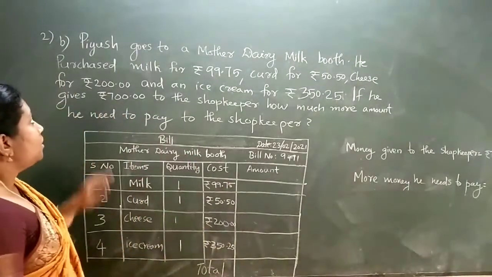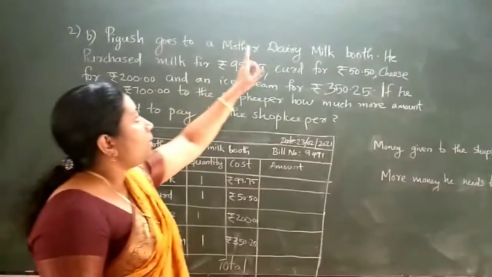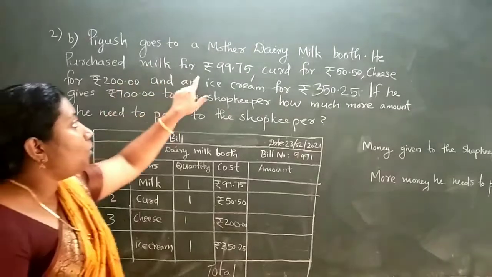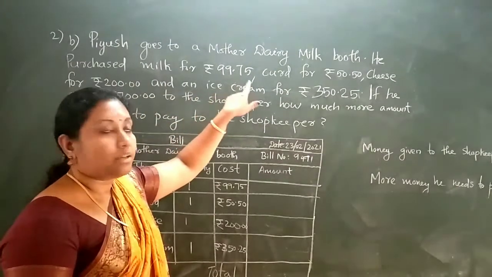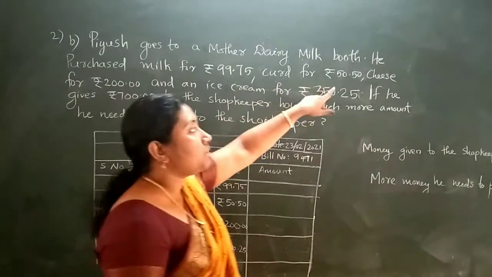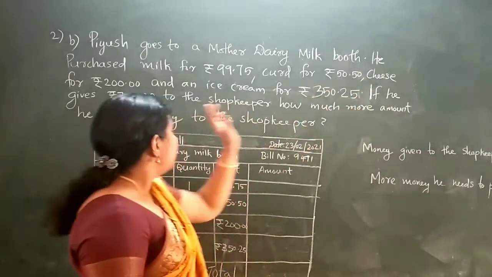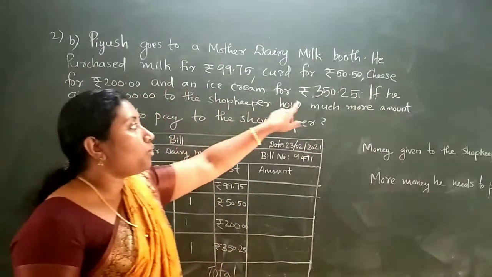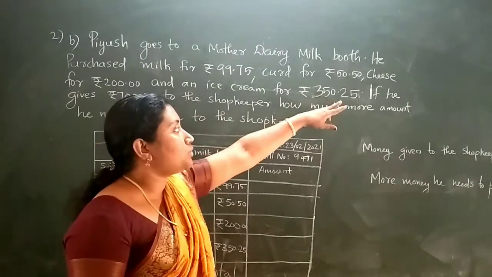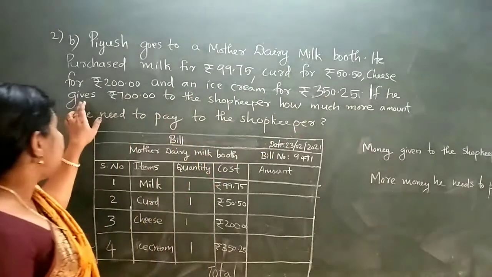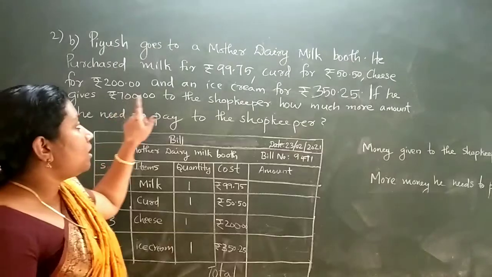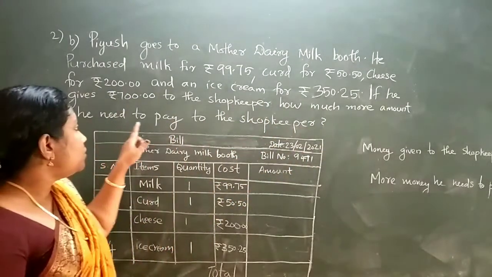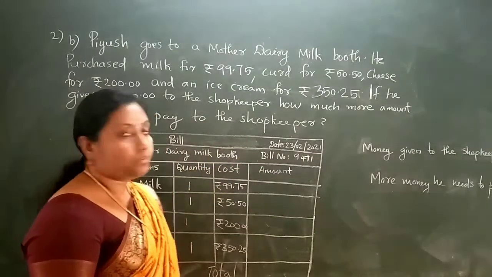Your second question. Piyush goes to a Mother Dairy Milk booth. He purchased milk for rupees 99 and 75 paise, curd for rupees 50 and 50 paise, cheese for rupees 200 and an ice cream for rupees 350 and 25 paise. He gives rupees 700 to the shopkeeper. How much more amount does he need to pay to the shopkeeper?